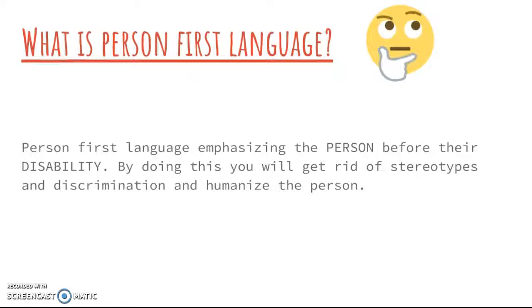So I chose that video because I felt it was very powerful. It showed different faces, different people, different genders, backgrounds, nationalities, and races, and it just shows that many people may not even look like they have a disability, but it is not wise to assume. So what is person first language? It's basically emphasizing the person before their disability. By doing this, you will get rid of stereotypes and discrimination and humanize the person.